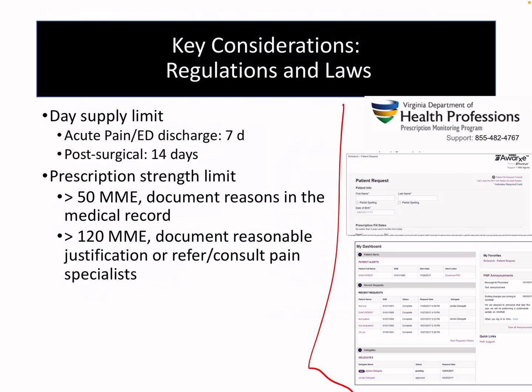Over here, you'll see the prescription drug monitoring program. You are required to check it every single time you have a new opioid prescription or you change the dose.